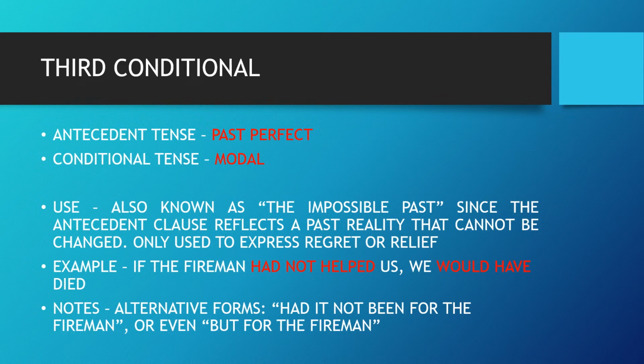For example, if the fireman had not helped us, we would have died. The reality is that he did and we didn't. So we're expressing relief. There are alternatives. We can invert, as we did with the second conditional, and say, had it not been for the fireman, very elegant, more formal. We can even say, but for the fireman. And there isn't even a verb in that form, but it has the same meaning as an antecedent clause in the third conditional.